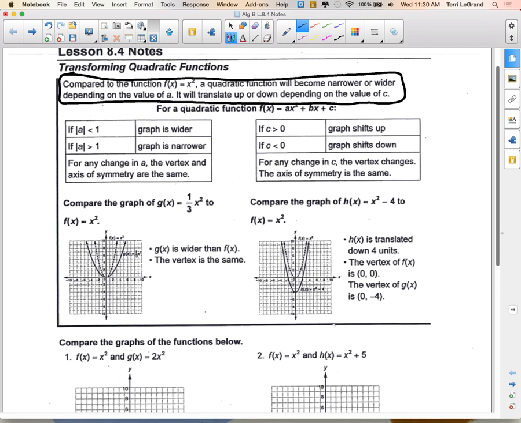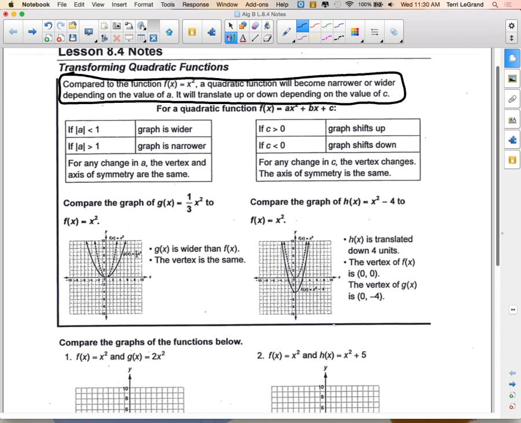Compared to the function f of x equals x squared. What's that function called? F of x equals x squared means y equals x squared. It's a member of a family. Which family member is it? We might have to go back to our 8.1 notes. What is this, f of x equals x squared?